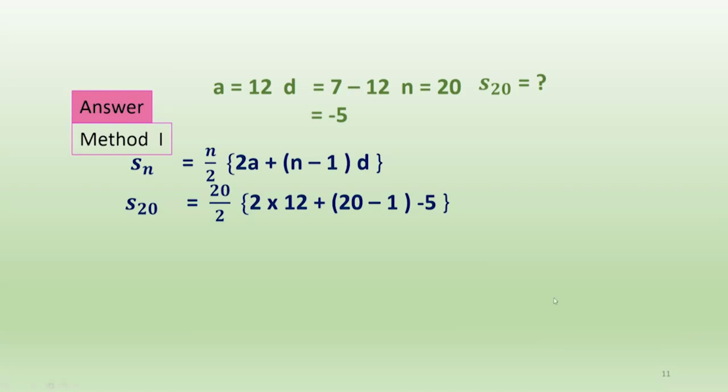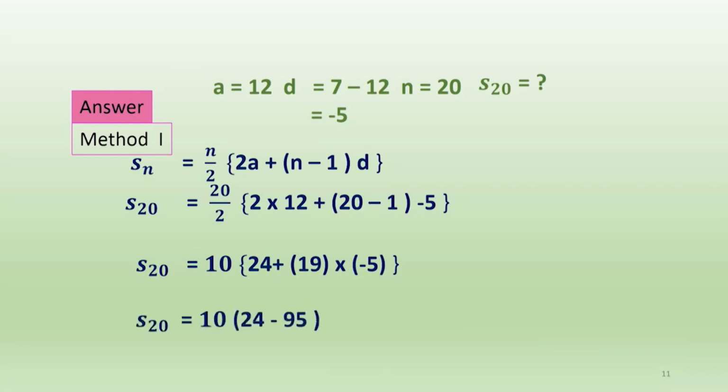Then how do we simplify this? How do we solve this? First I am going to simplify the fraction, 20 and 2 we can divide. Then we can multiply 2 and 12, simplify in the bracket, and multiply with the outside numbers. In this step you can see that 20 divided by 2 is 10, and 24 plus 20 minus 1 is 19, 19 multiplied by minus 5. Then we can get the next step.